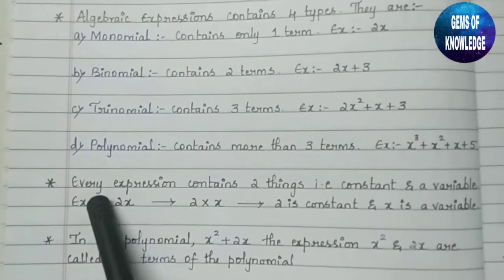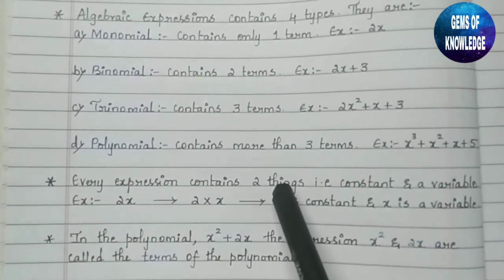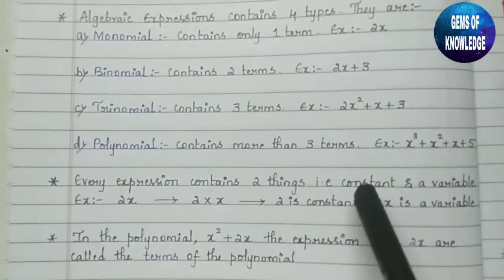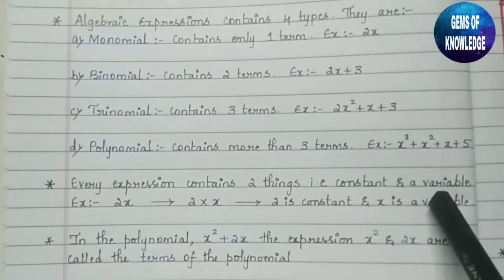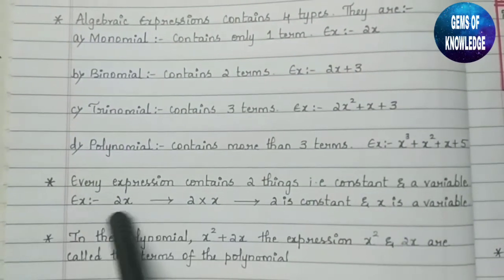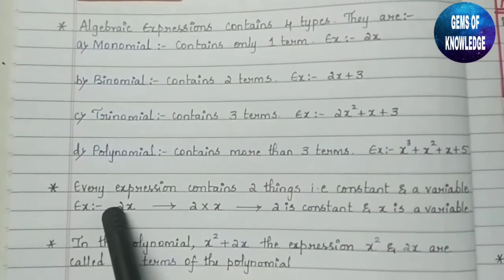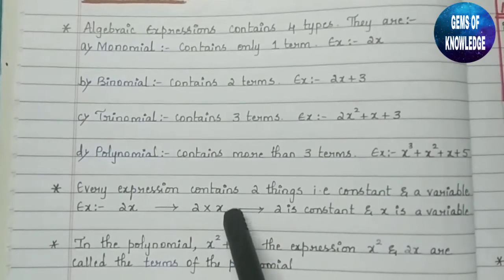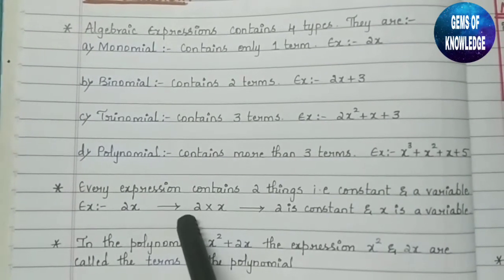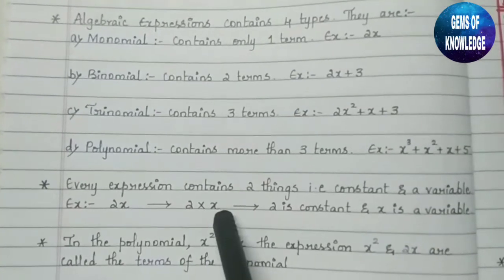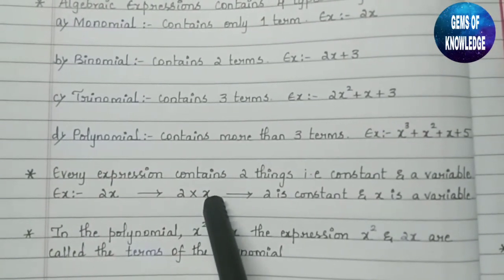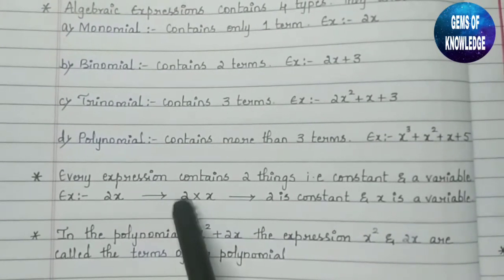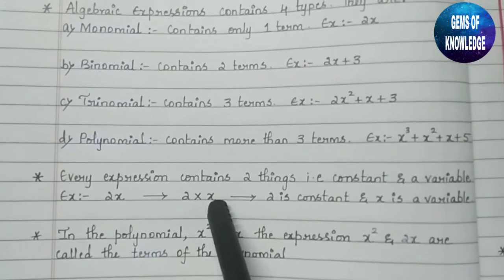Next you can see every expression contains 2 things. Yes, so every expression here is containing 2 parts, that is a constant and a variable. So what is a constant? As you can see, the example given here is 2x. 2x can be written as 2 into x. So what is this 2 here? 2 here is nothing but a constant term and this x is called a variable. Every expression contains 2 things. One is constant and the other one is variable.